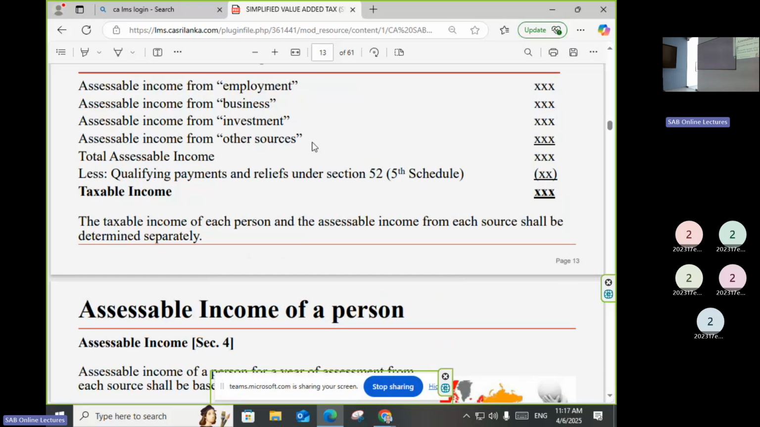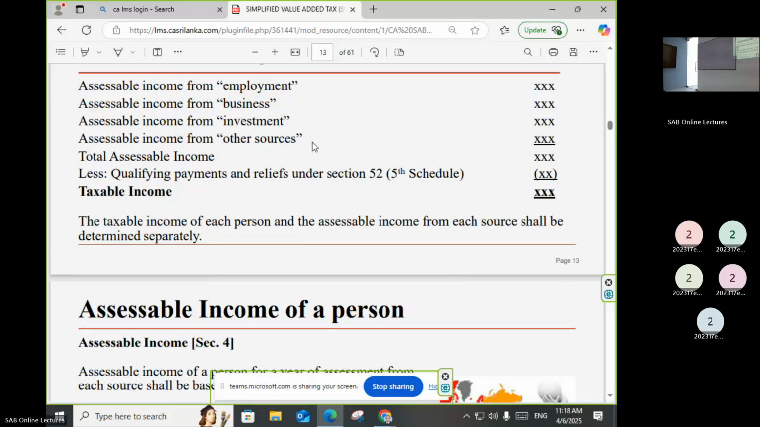Source means income generated point, how that income is generating for tax purpose: employment, business, investment, other source. That order should be there. First we check whether it is coming under employment income. Second, if it is not coming under employment income, then we check whether it is coming under business. Third, whether it is coming under investment. If not, whether it is coming under other source of income. That is the order.